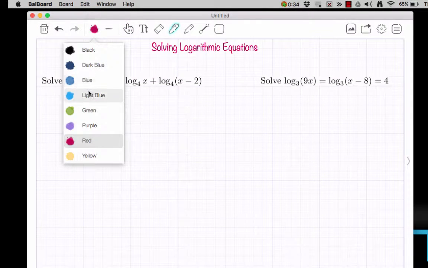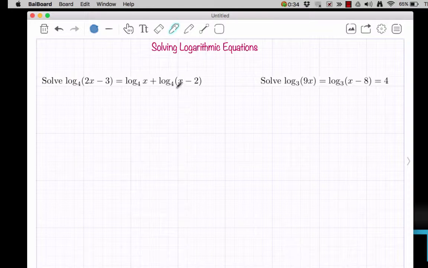So I've got a few examples lined up here for you. We're going to apply our one-to-one properties that we talked about in the last video and some properties of logarithms to help us solve each of these equations. There are three. So we're going to solve log base 4 of 2x minus 3 equals log base 4 of x plus log base 4 of x minus 2.